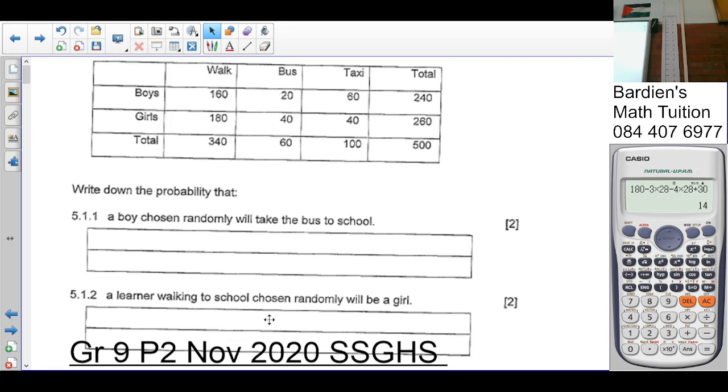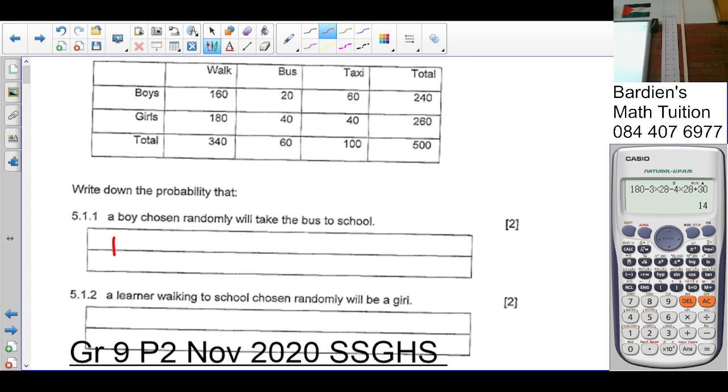There's 340 that walk in total of boys and girls. There's 60 in total of boys and girls who take the bus. And there's 100 of boys and girls who take the taxi. In total there's 500 children at the school. Write down the probability that a boy chosen at random will take a bus to school.